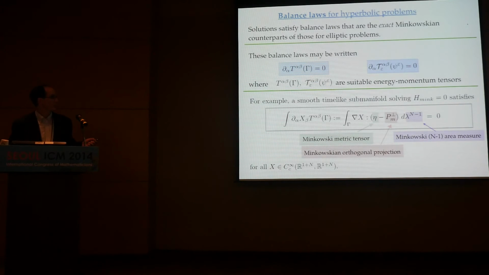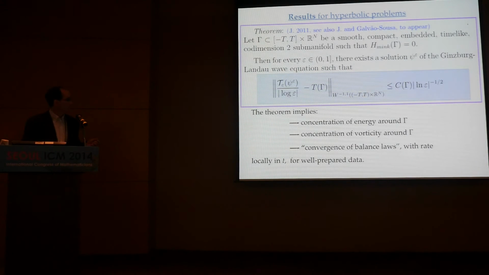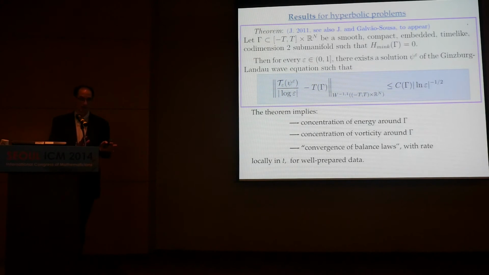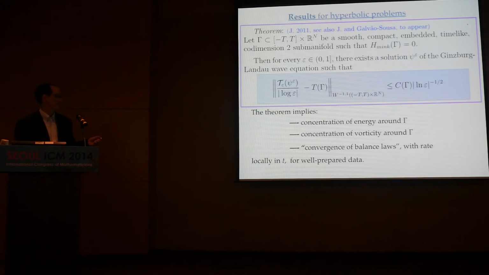And so this again is more recent. There is one result of this which is just a few years old. And this would say, given a smooth, compact, embedded time-like codimension 2 submanifold with vanishing Minkowskian curvature, then there exists a sequence of solutions of the Ginzburg-Landau wave equation, and this implies, as I have said many times, energy and vorticity concentration around gamma. And this also gives a quantitative estimate of the extent to which the PDE balance law differs from the geometric balance law.